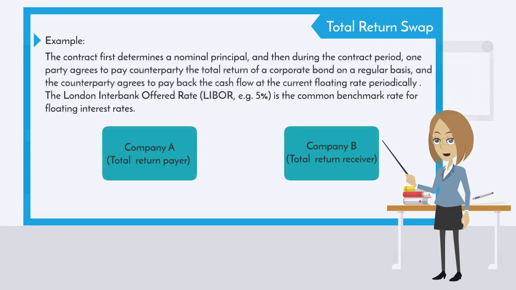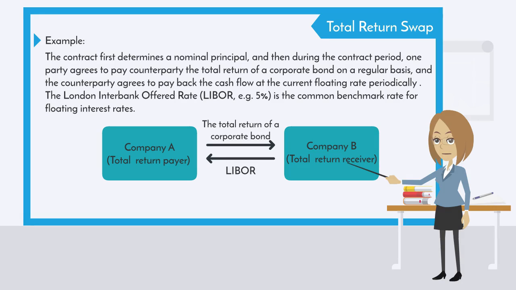Let me give you an example of total return swap. The contract first determines a nominal principal, and then during the contract period, one party agrees to pay the counterparty the total return of a corporate bond on a regular basis, and the counterparty agrees to pay back the cash flow at the current floating rate periodically. The London Interbank Offered Rate, for example 5%, is the common benchmark rate for floating interest rates.